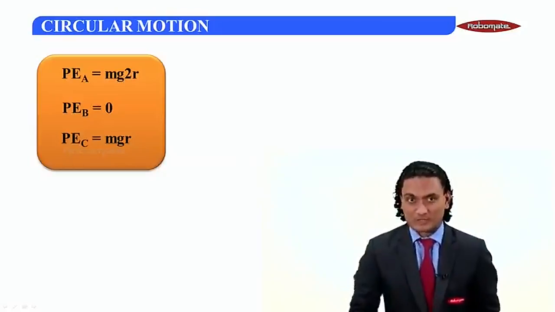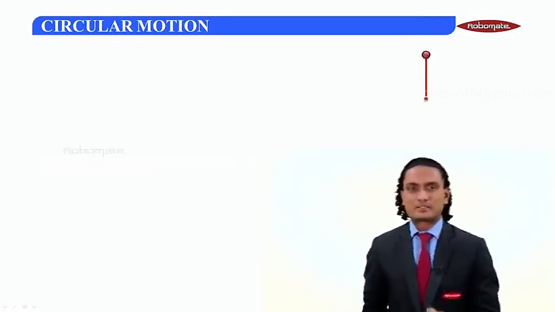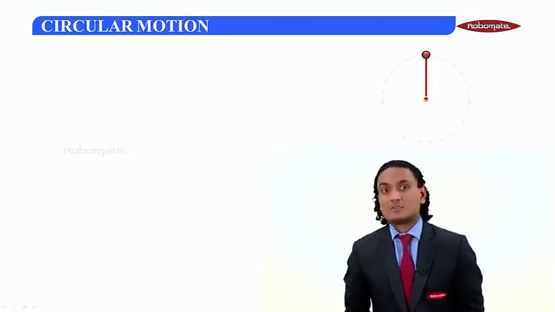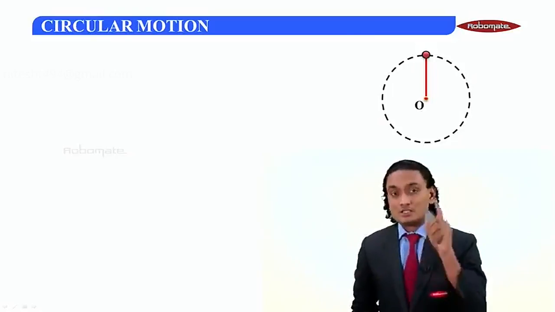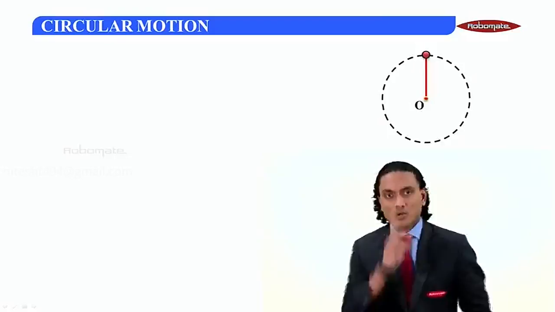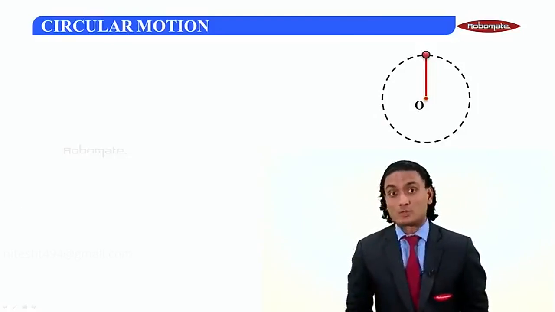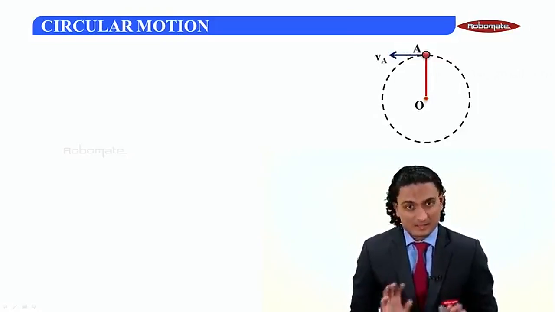Now can I move on to the velocity derivation? Okay. For velocity derivation, I'm considering an object tied to a string, and this object is whirled in a vertical circle. O is the center of the vertical circular path traced by the object. Is that clear? Now, at the topmost point A, the velocity of the object is VA. Is that clear?